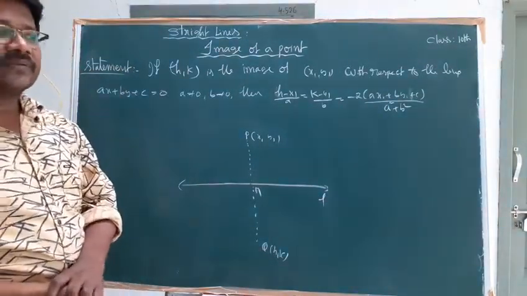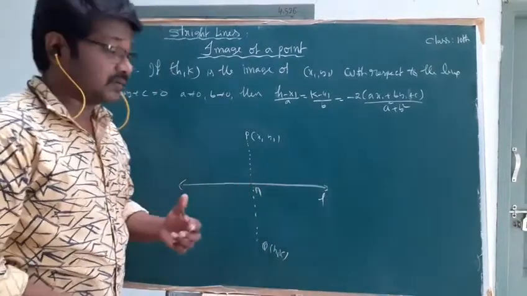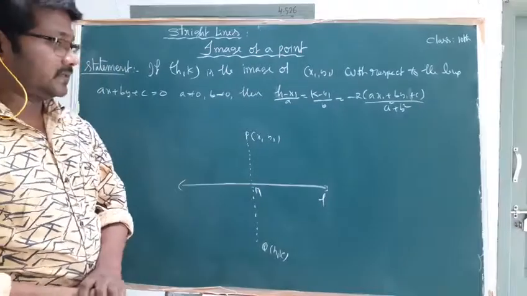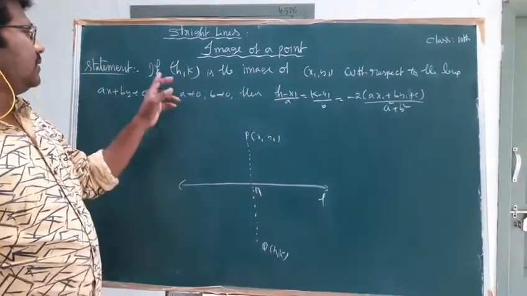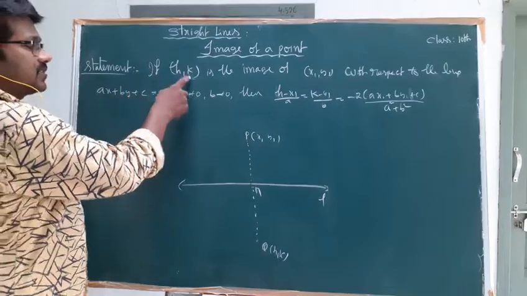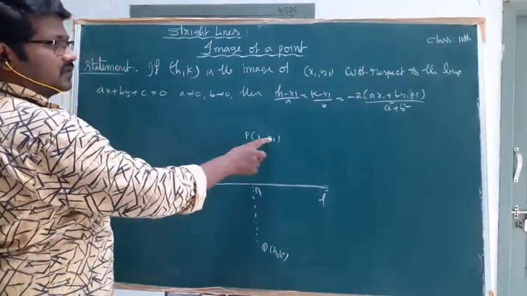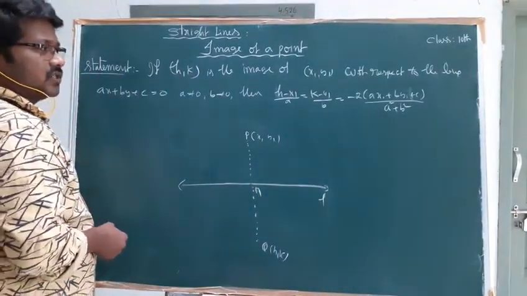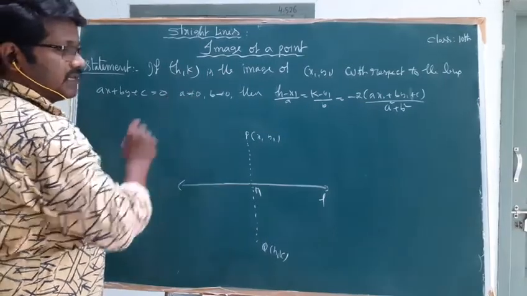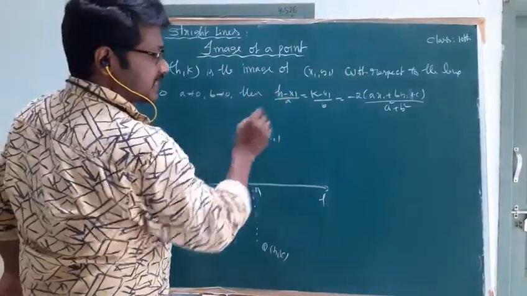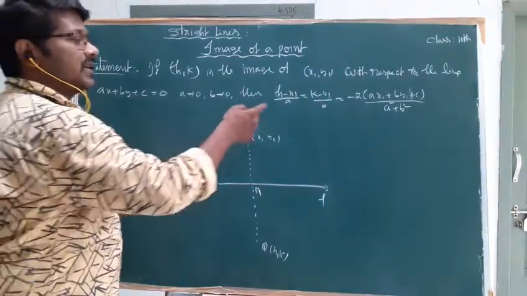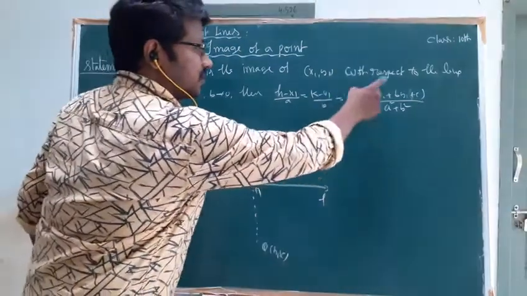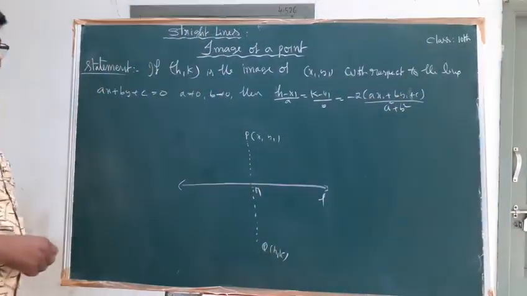So how to find the image of a point with respect to a line? That line is the midpoint between these two points. Now, what is the formula? If (h, k) is the image of (x1, y1) with respect to the line ax + by + c = 0, where a is not equal to 0 and b is not equal to 0, then (h - x1)/a = (k - y1)/b = -2(ax1 + by1 + c)/(a² + b²).